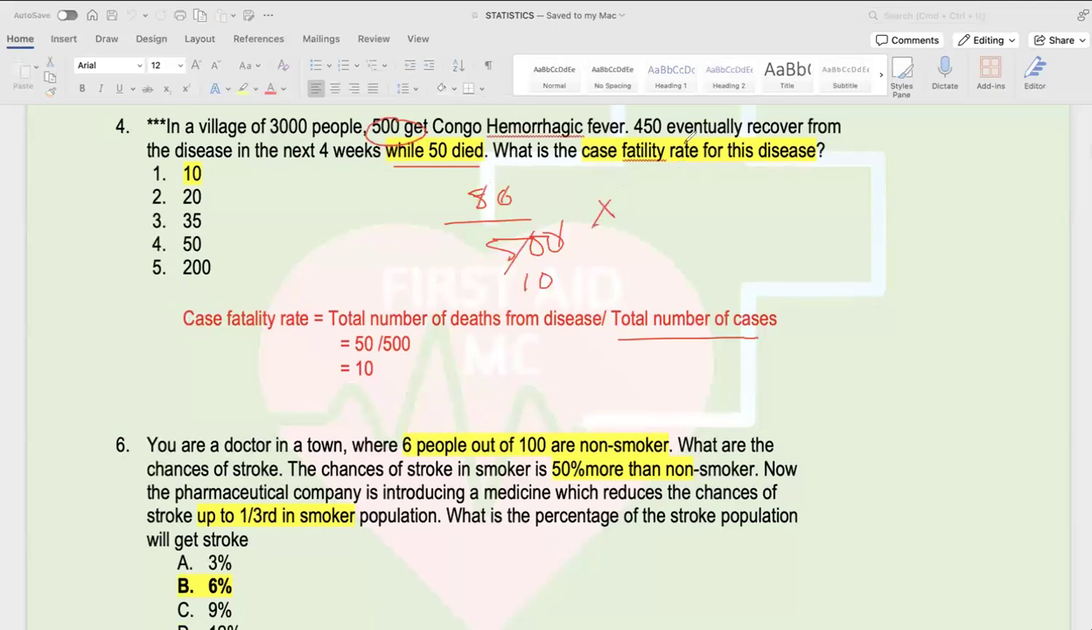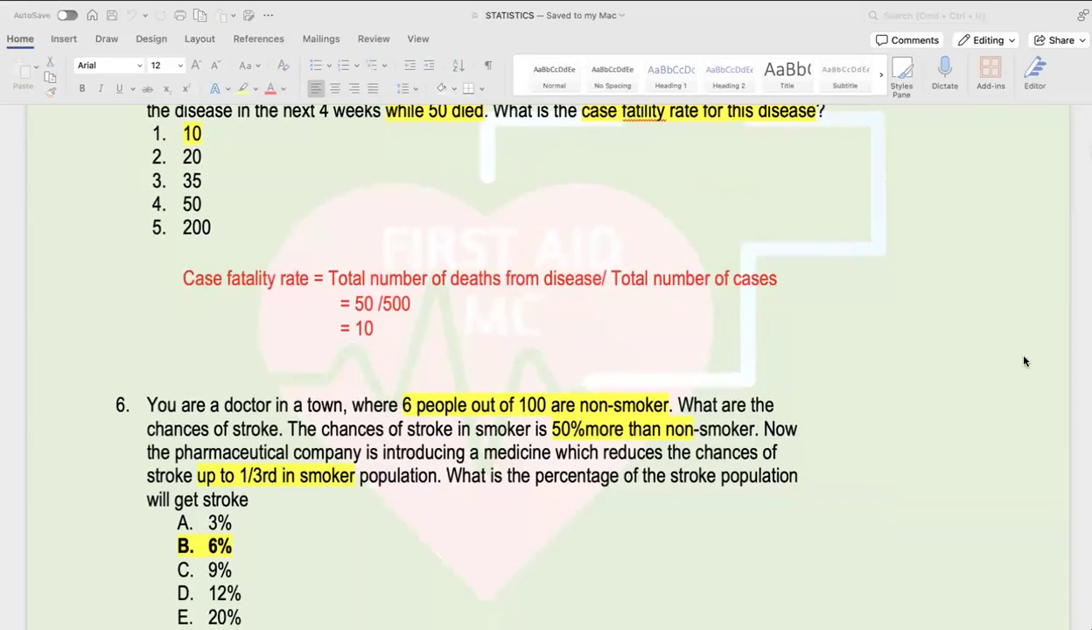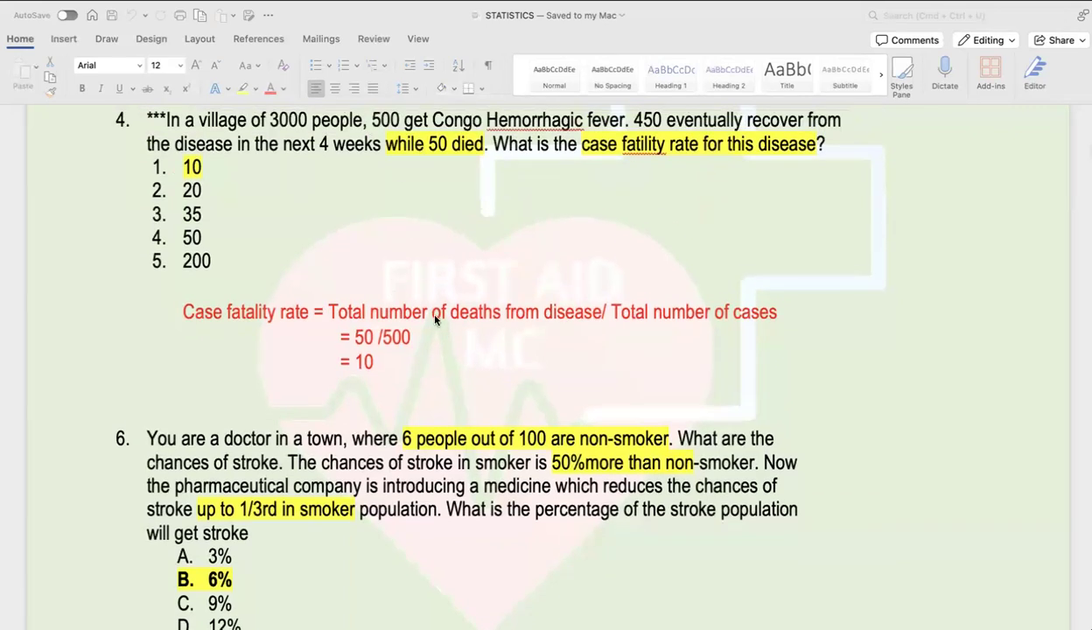Now, whenever there is a rate in the exam, we multiply by 100, right? So 10. 10 is the answer. All right? So see that it's not really very difficult. All you need to know is this formula: total number of deaths from the disease, which was 50, divided by the total number of cases.